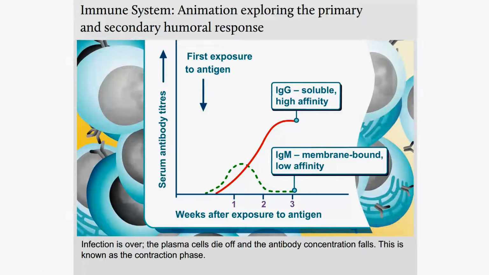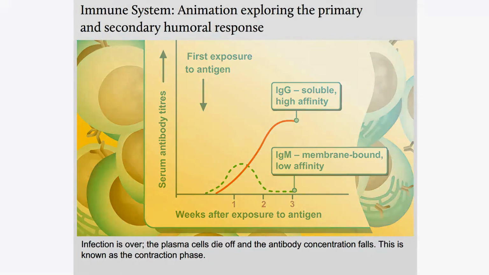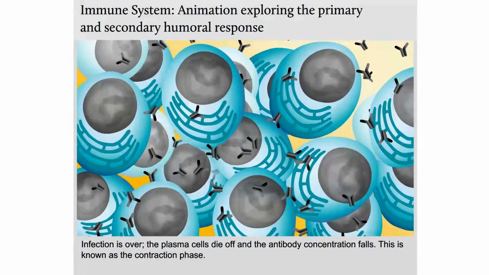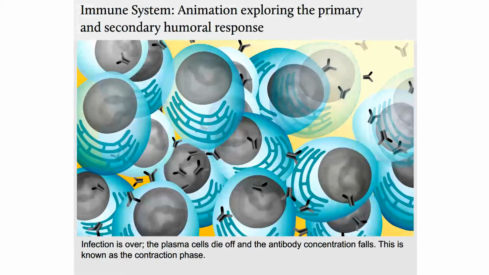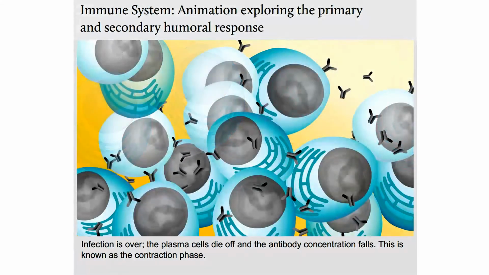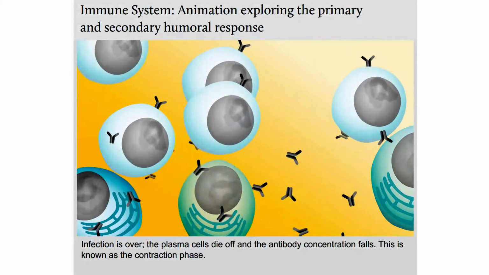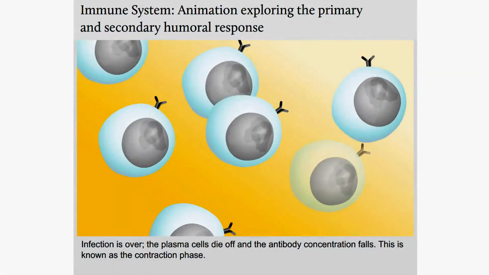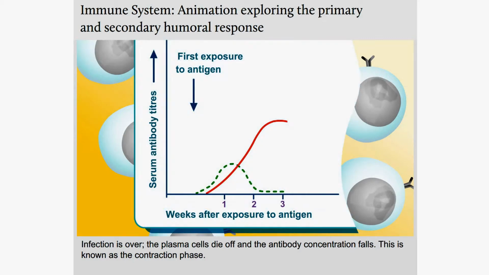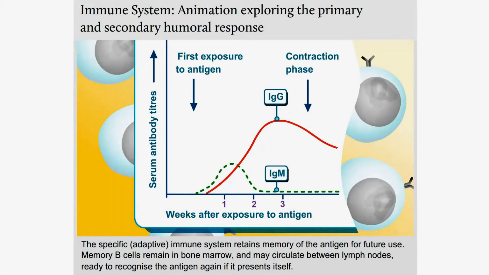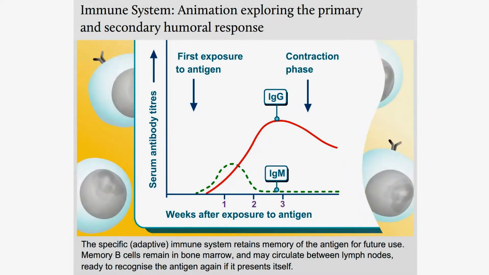Infection is over. The plasma cells die off and the antibody concentration falls. This is known as the contraction phase. The specific adaptive immune system retains memory of the antigen for future use.